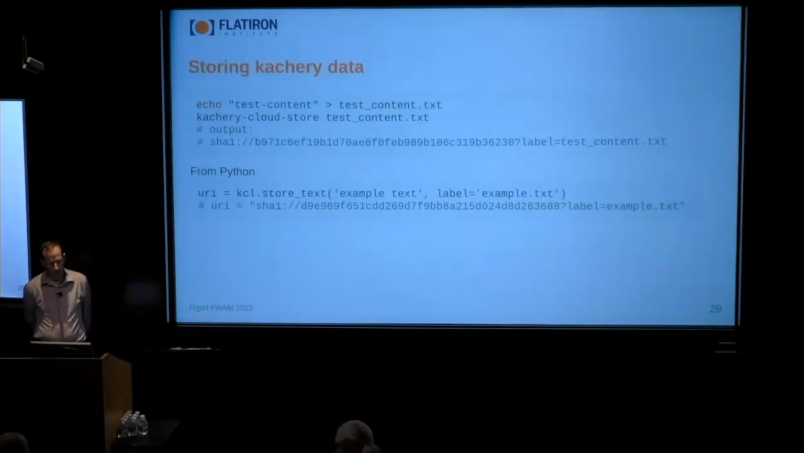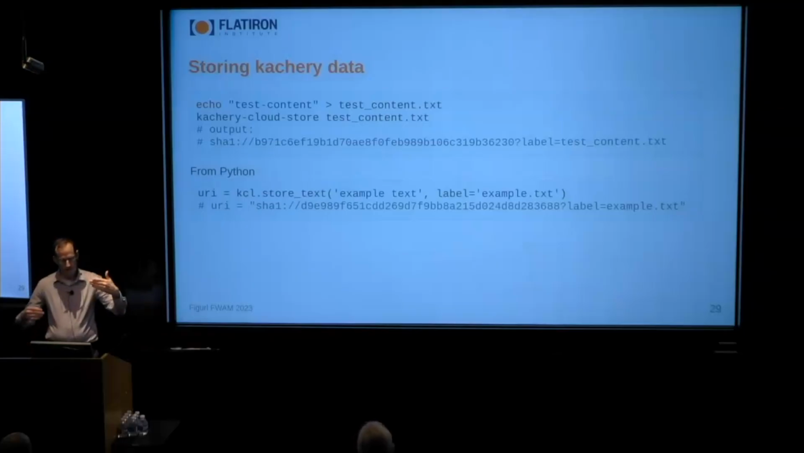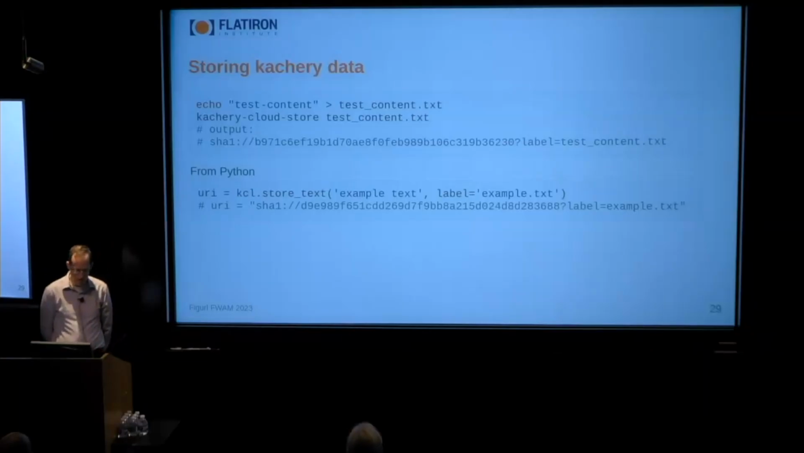So to store a file in cachery, we make it as easy as possible. You just say cachery cloud store on the command line, and then the data gets uploaded to the cloud, and you get a hash out of that. So you can now refer to that data in FigureL or whatever. Or from Python, you can just issue store text or store JSON or whatever. And again, you get the URI out.